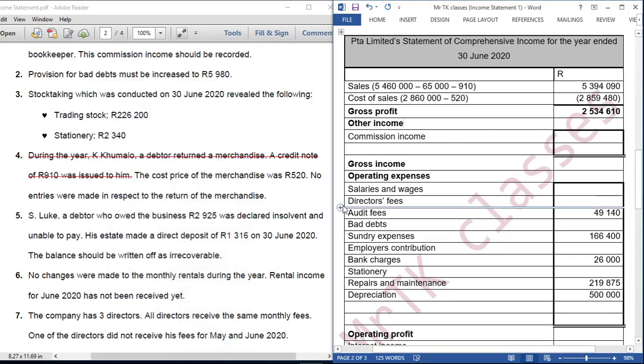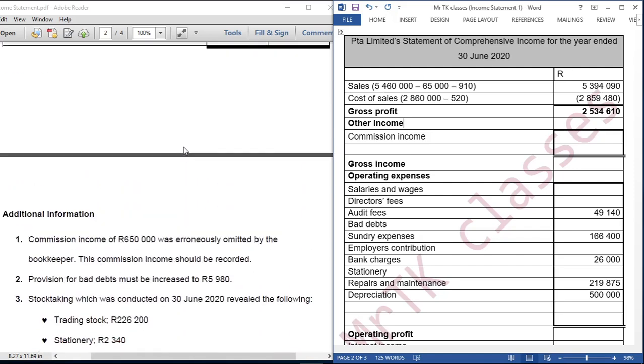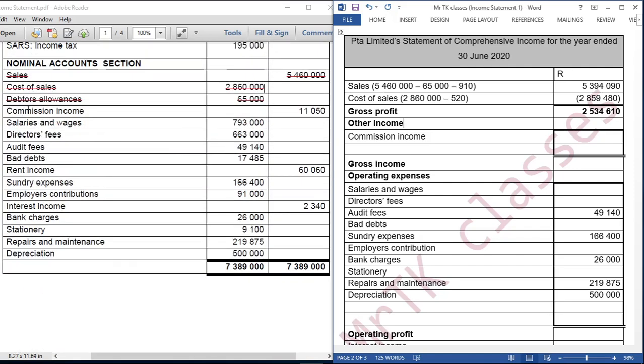Then we move on to other income. We are not going to strike through this one, because this amount we might use it again.